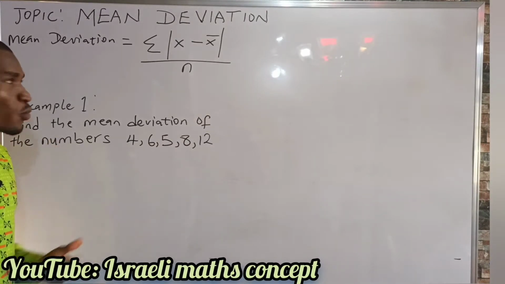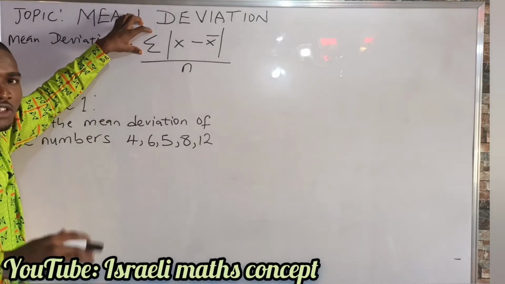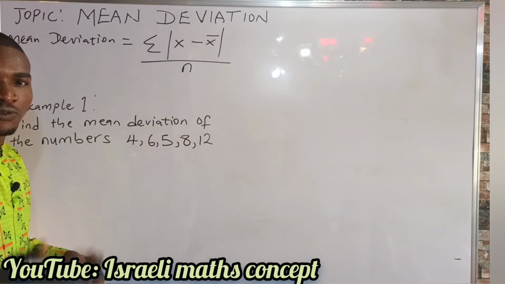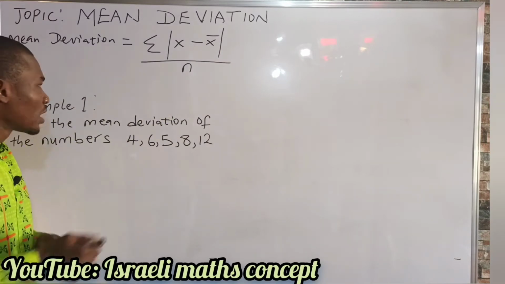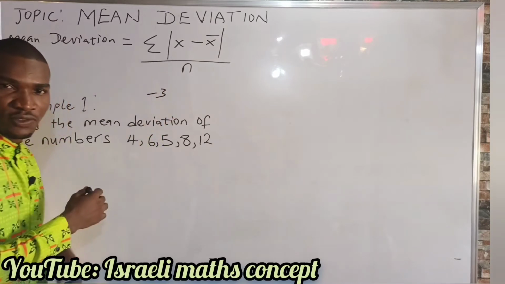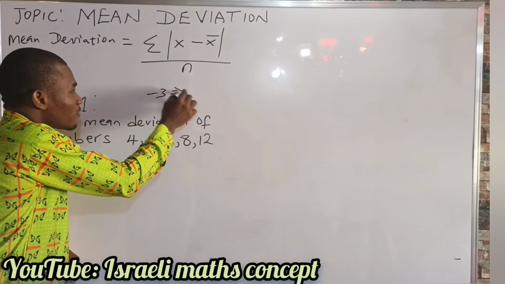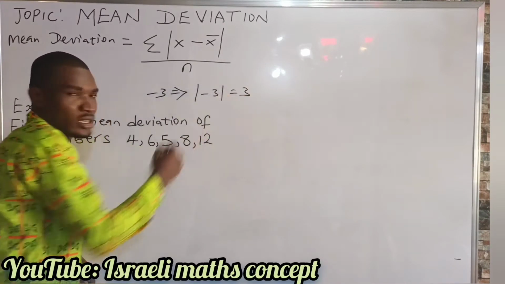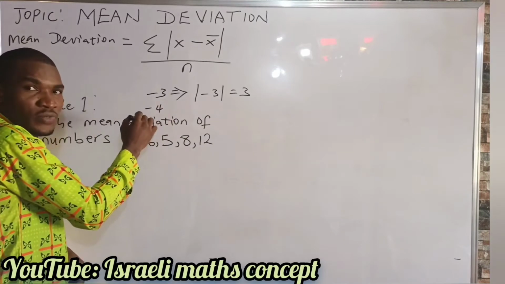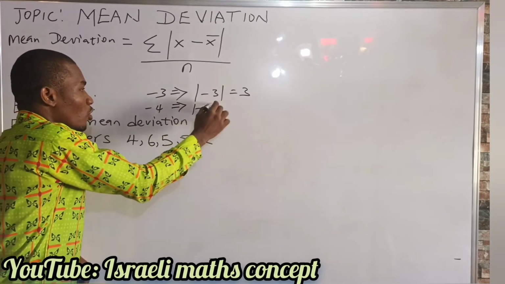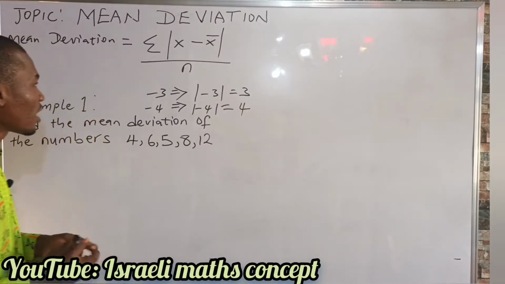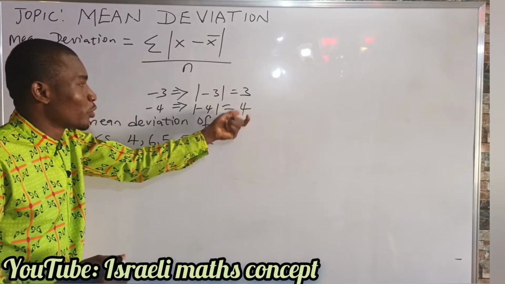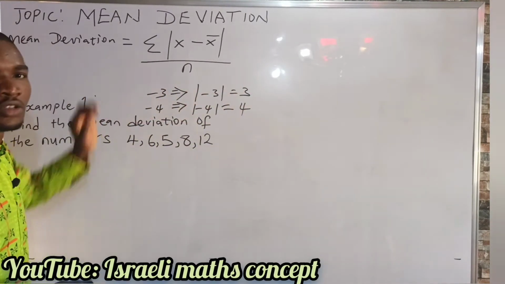Remember, the first term we have here is called summation, and the second term is called absolute value. What is the meaning of absolute value? Assuming we have a value like -3, the absolute value of -3 is equal to 3. If we have a value like -4, the absolute value of -4 is simply 4. So whenever you have a negative value, the absolute value of that number is just the positive value of that given number.